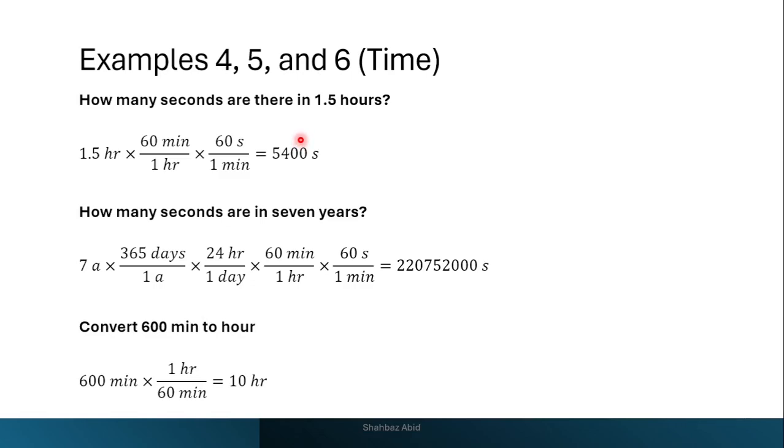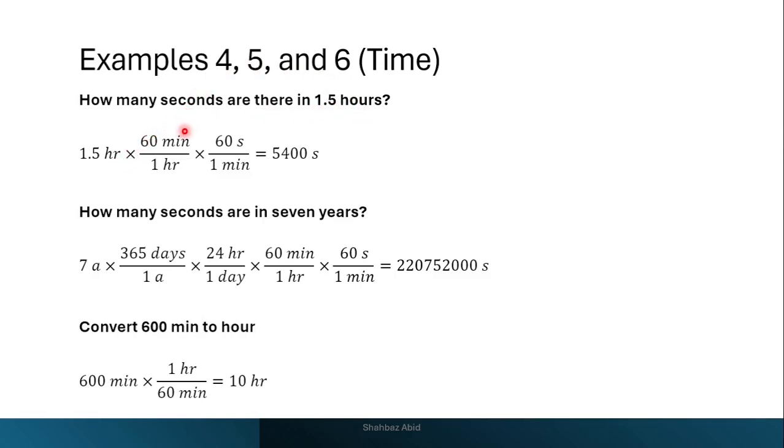Now let's see the examples related to time. How many seconds are there in 1.5 hours? In this case, we can directly use our conversion factors, because we know how much 1 hour is equal to and how much 1 minute is equal to. So 1.5 hours is our numerical number with the given unit. We have to convert the hours to seconds.